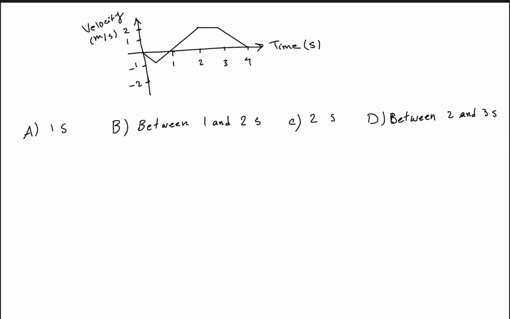Let's say we are given a velocity time graph like this one, and we are asked at what time after t equals 0 does the object again pass through its initial position. And these are the options given to us: 1 second, between 1 and 2 seconds, 2 seconds, or between 2 and 3 seconds.